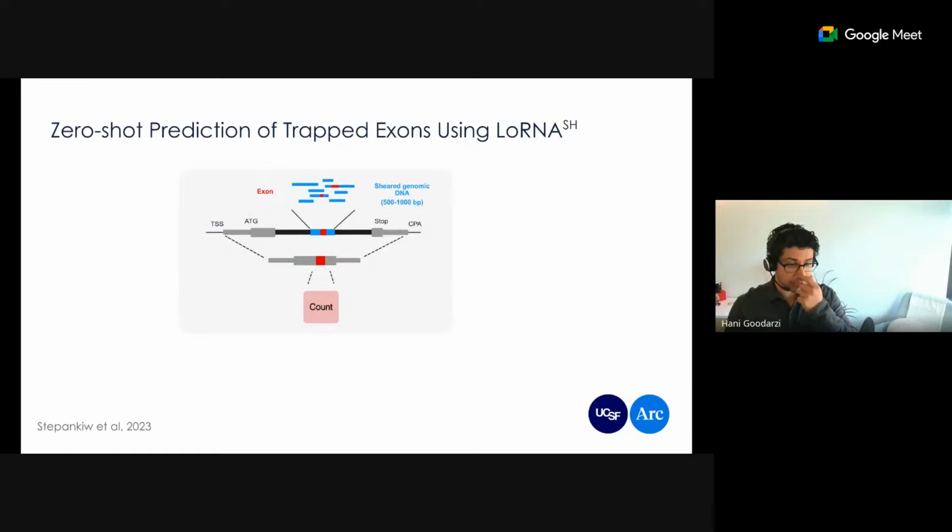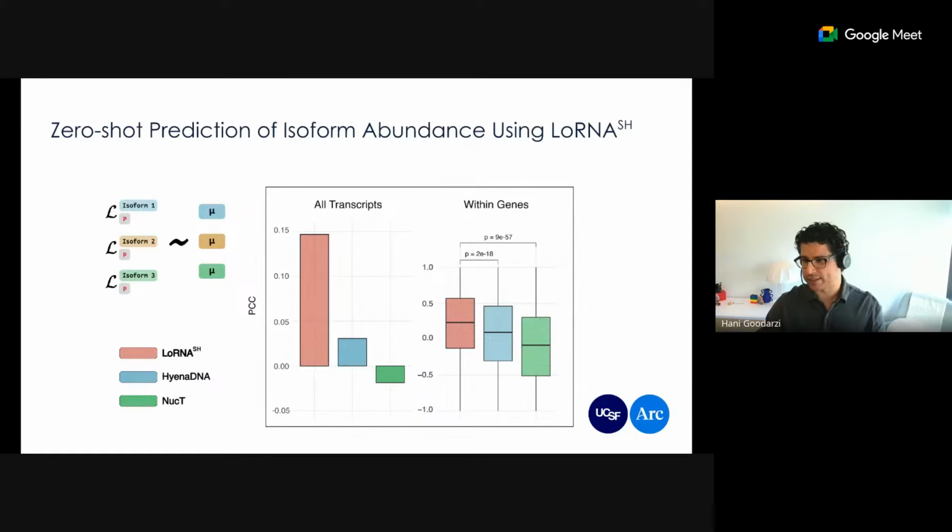Okay. So that was one example of a zero-shot task: how can we predict transcript abundances without any new training, just using the model likelihood outputs as a way of estimating them?